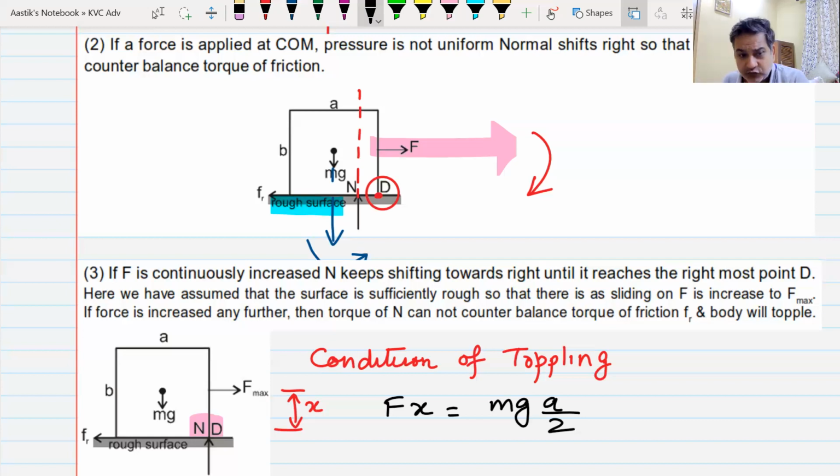Now, obviously, this force must be less than the static friction. If this force becomes more than the static friction, the body will slide. Yes or no? Yes, sir. Okay. So this is the condition of toppling. Got this? Yes, sir. Have you noted this down?